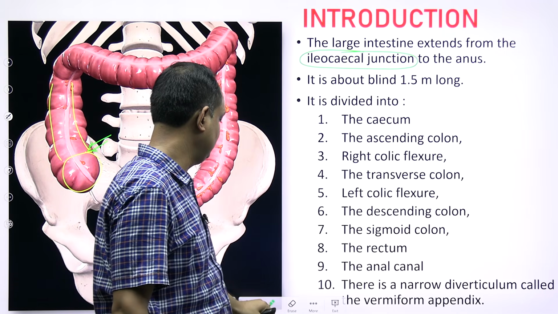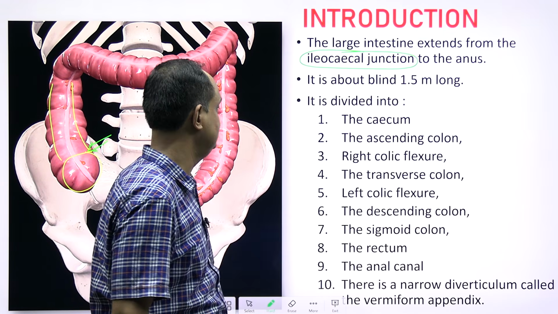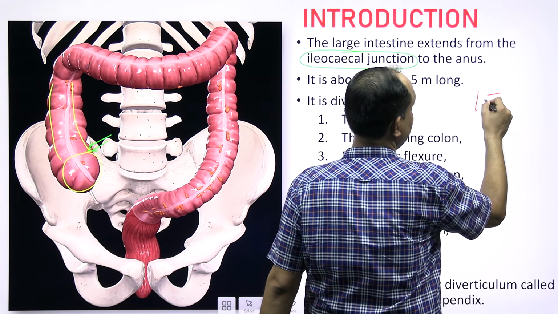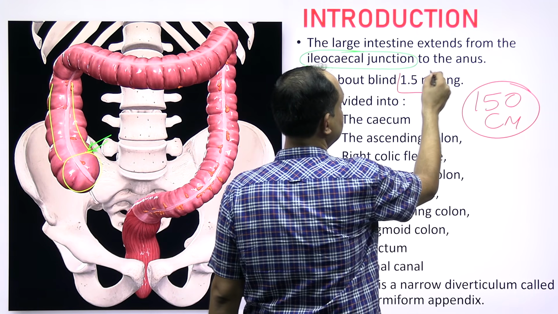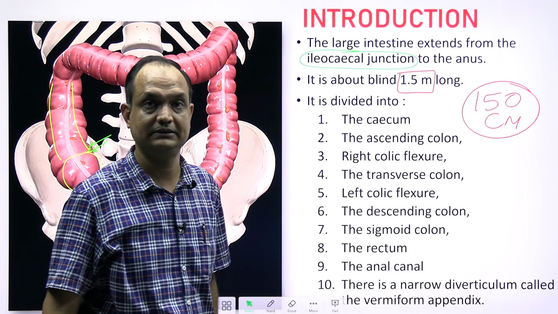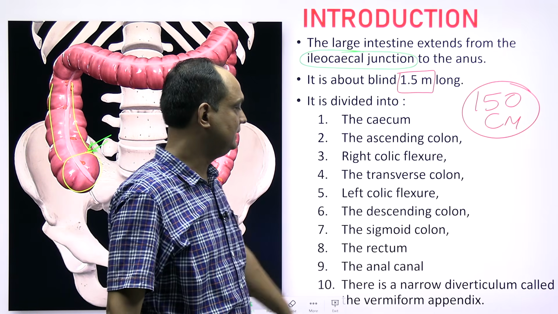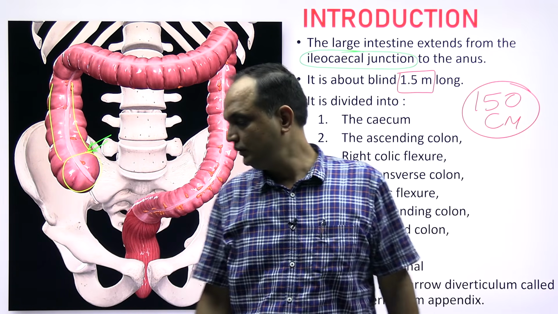Now, what is the length of the large intestine? The large intestine is 150 centimeters long, or you can say 1.5 meters long. This is a very commonly asked question in exams. Now, what are the different parts of the large intestine? So, what are the parts?